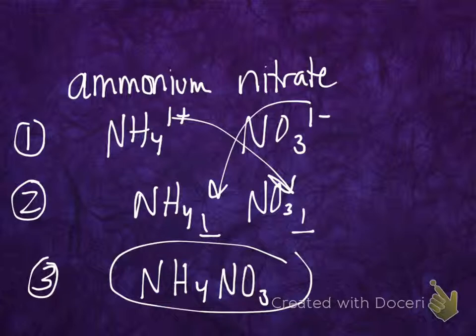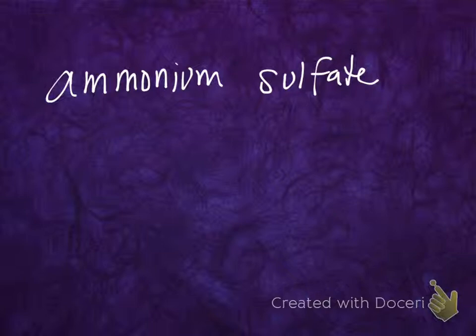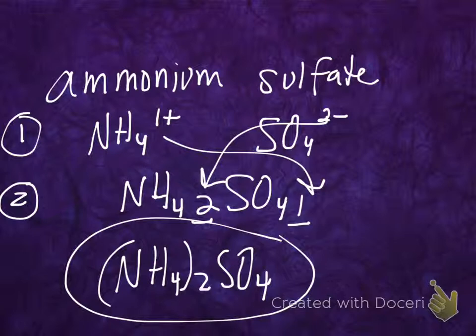Now, let's do one that's just a little bit more challenging. Ammonium sulfate. Go. Step 1, write those out. Okay, you should all have (NH4) 2 times SO4.